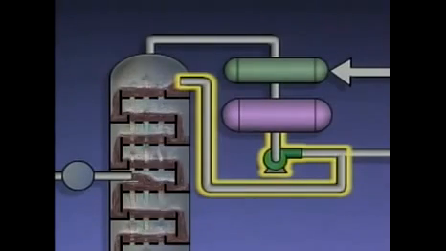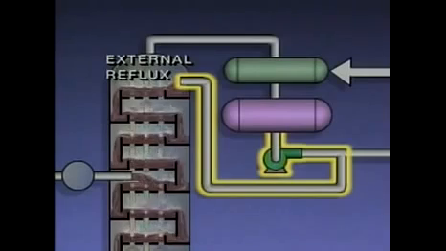The liquid that's reintroduced into the tower is called external reflux. Because it consists of liquid that was cooled in the condenser, the external reflux is cooler than the liquid in the top of the tower.